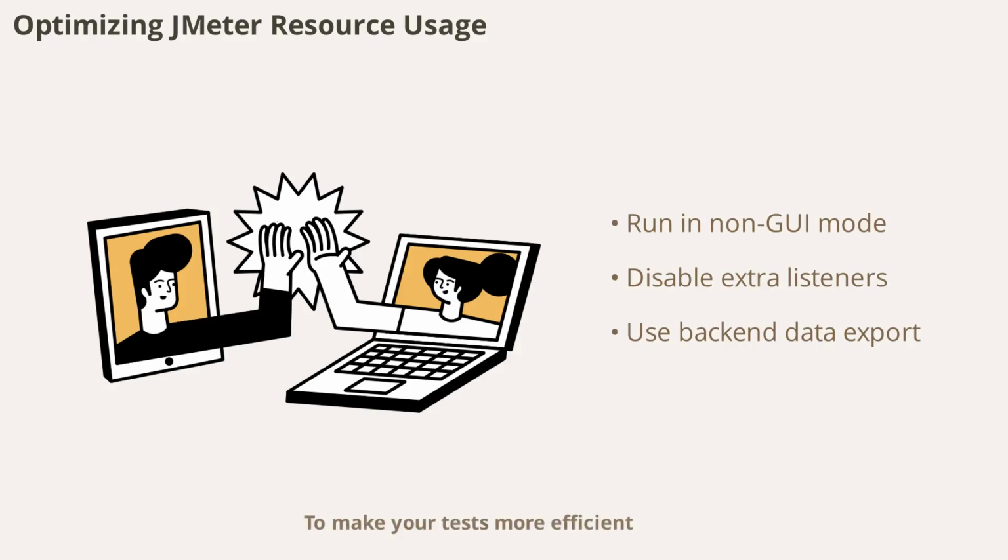To make your tests more efficient, it's important to optimize JMeter's resource usage. Running tests in non-GUI mode, disabling unnecessary listeners, and using backend listeners for data export can help reduce memory and CPU consumption. These practices ensure your tests run smoothly, even at scale.